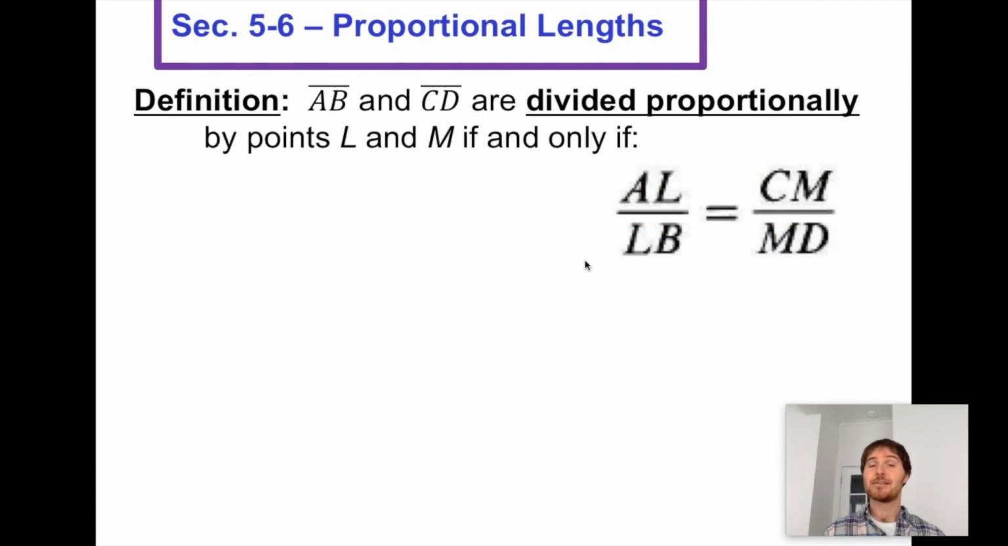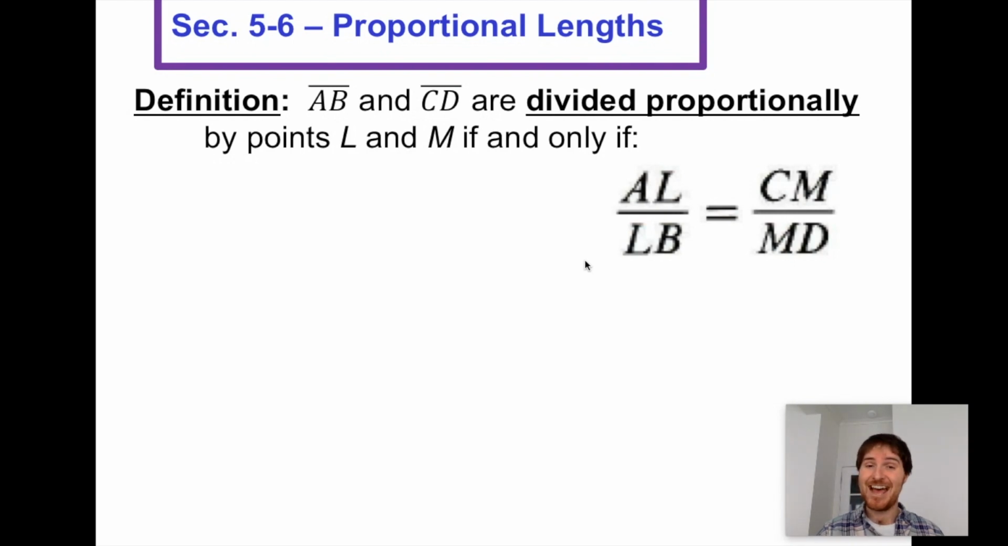This first definition of today is divided proportionally. Okay, a point, 2 points. It will require 2 points. 2 points can divide 2 segments proportionally. What does that mean? Well, every segment has a midpoint, right? So if I have a midpoint on one and a midpoint on the other, then I have a 1-to-1 ratio on one segment and a 1-to-1 ratio on another segment. So with this divided proportionally idea, the points being described here aren't necessarily midpoints.